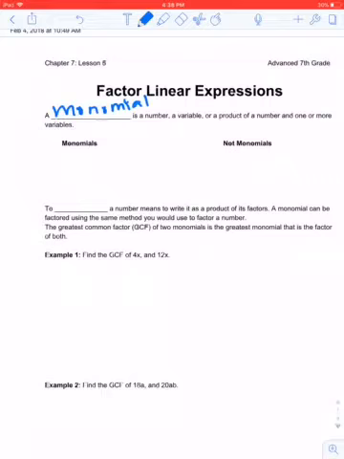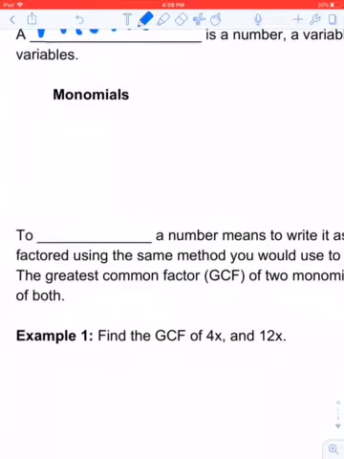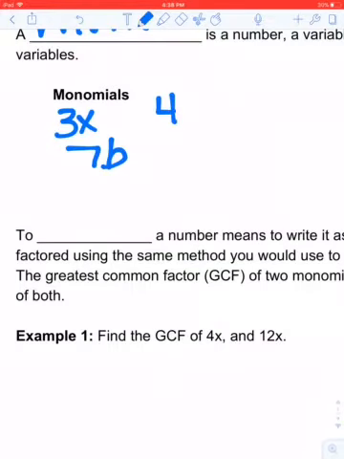So a monomial could be something like 3x. It could be something like 7b. Doesn't matter which variable we use, but it can either be a number, so it could be something like 4. It could be a variable just like a, or it could be a variable and a number multiplied together, because that's what product means.